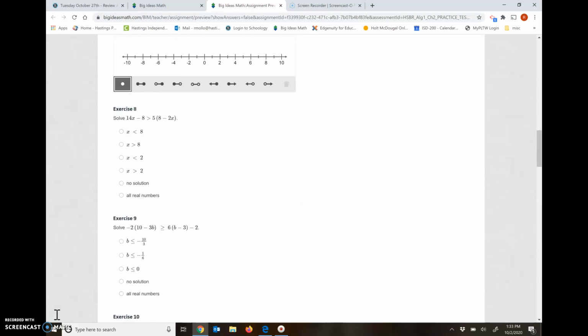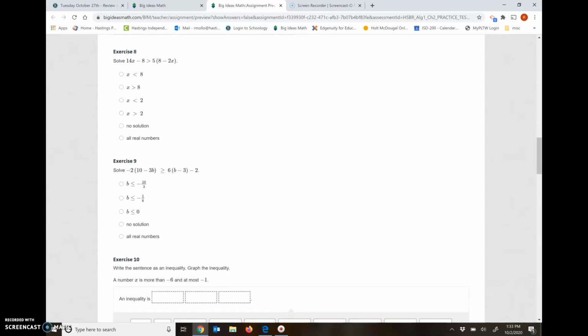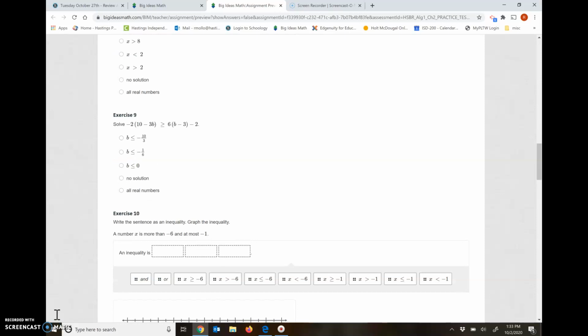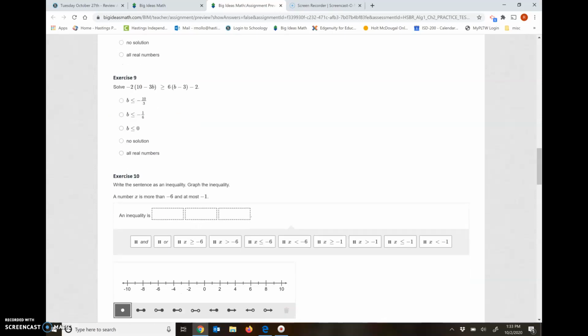So make sure you distribute there first. So 5 times 8, 5 times a negative 2x. Same with number 9, negative 2 times 10, negative 2 times a negative 3b. And then same thing on the other side, 6 times b, 6 times a negative 3.